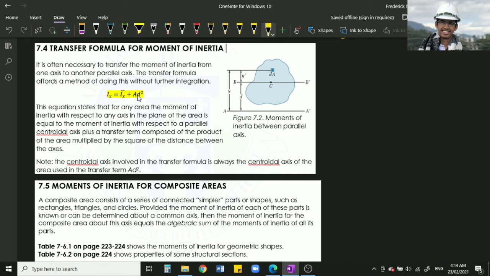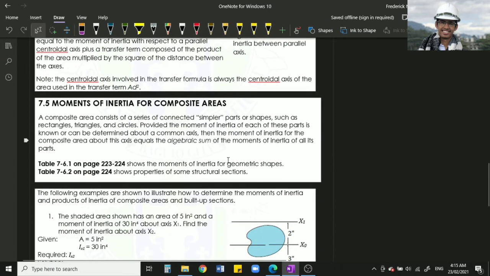Okay? So this equation states that for any area, the moment of inertia with respect to any axis in the plane of the area is equal to the moment of inertia with respect to a parallel centroidal axis plus a transfer term composed of the product of the area multiplied by the square of the distance between the axes. So this is our distance, the square of the distance between the axes.